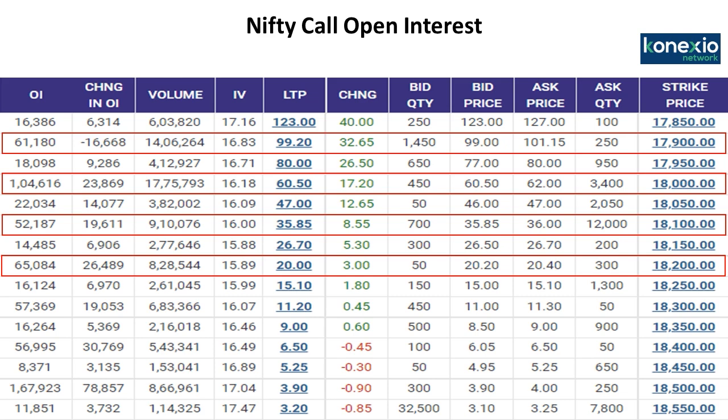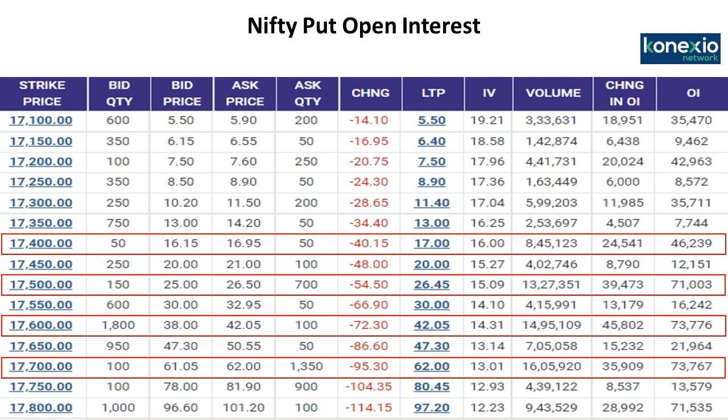Now let us see what we have observed in Nifty puts. In Nifty puts, you can see there has been a rise in the open interest of 17,700 puts, then 17,600 puts, then 17,500 puts, then 17,400 puts. Here you can see a percentage drop in option premium. You can see implied volatility is between 13 and 16.